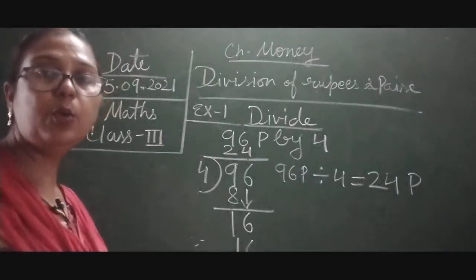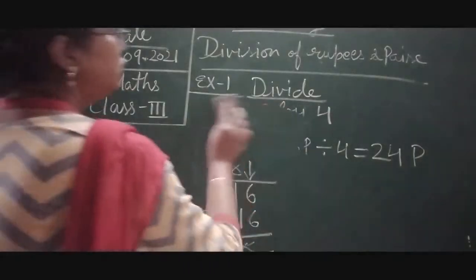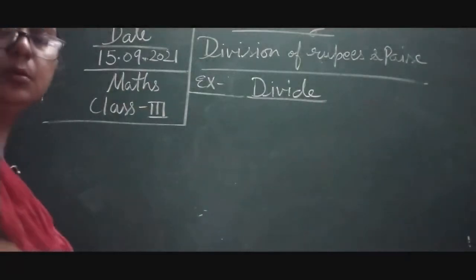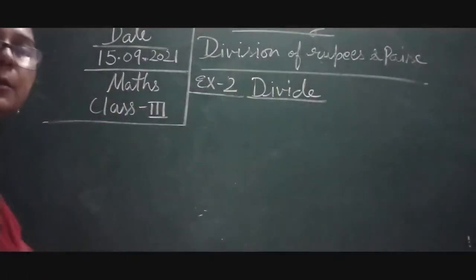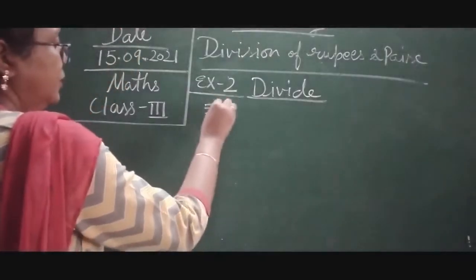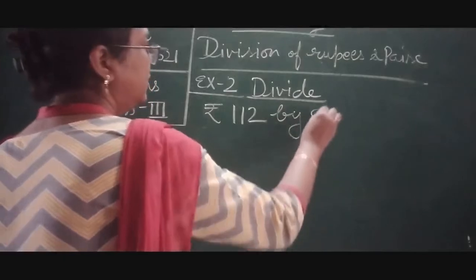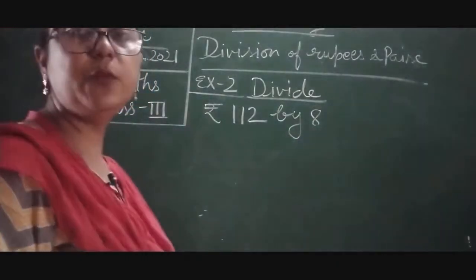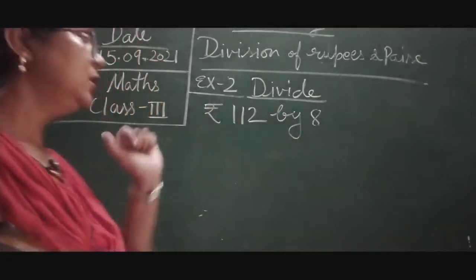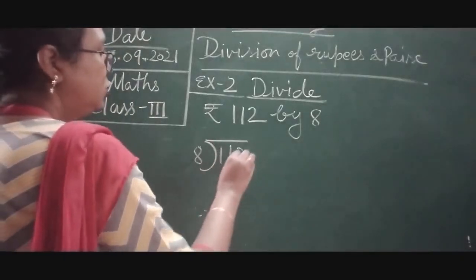Similarly we will do our next example also. Children, I'm going to write the next example. This is example number 2. Here, children, you can see rupees 112 divided by 8. So we have to divide rupees 112 by 8. We write 8 over here and 112 rupees.